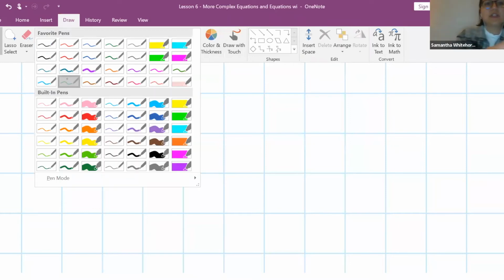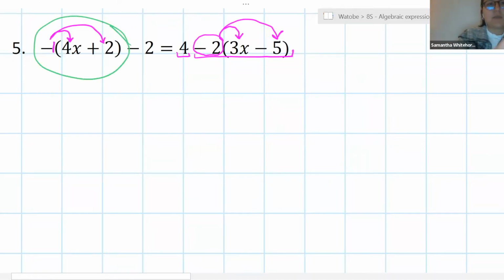Right, does anyone want to start me off by just telling me what this distribution would be? So the one I've circled in green. Does anyone want to try just that little bit for me? You can raise your hand if you would like to.